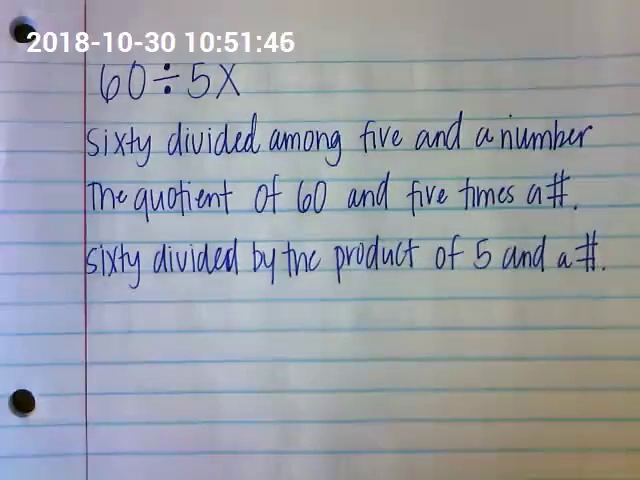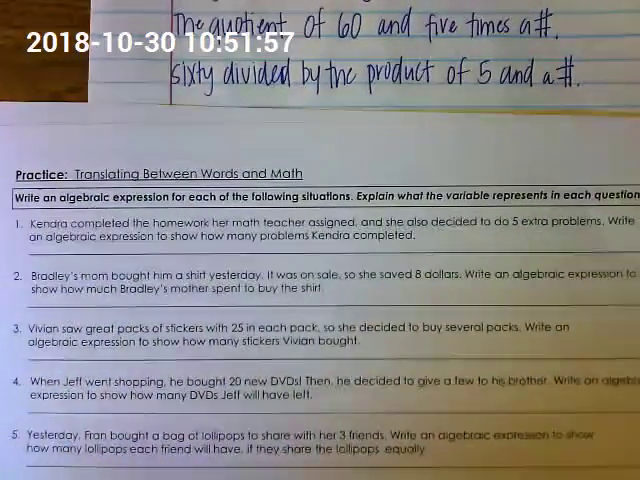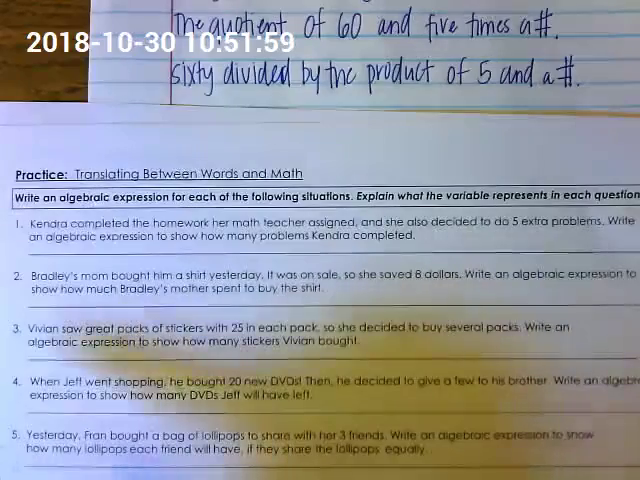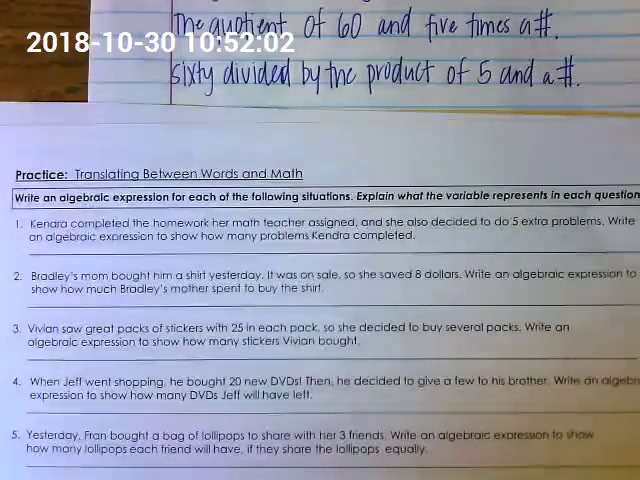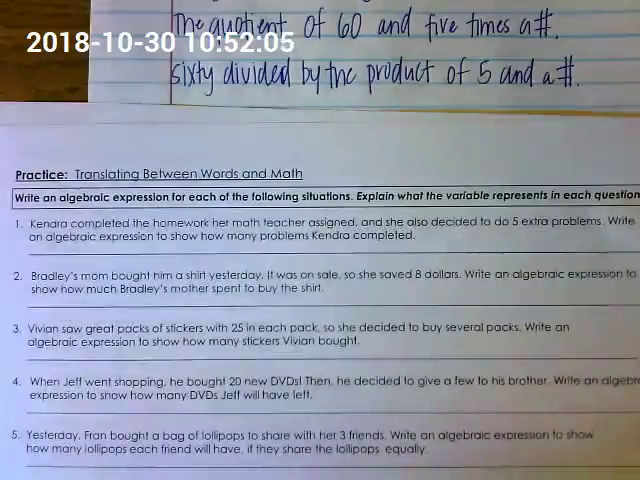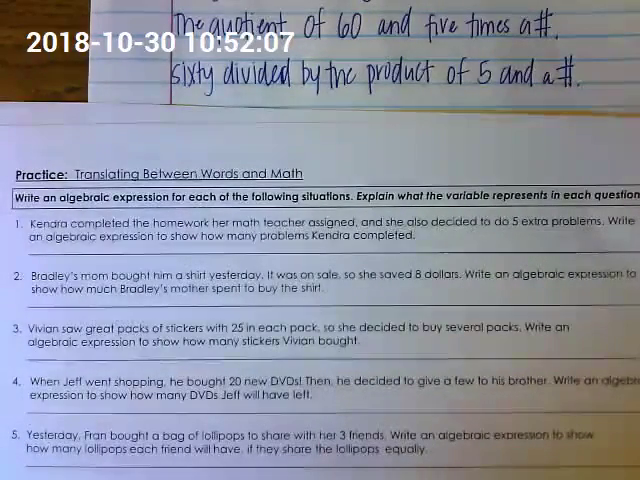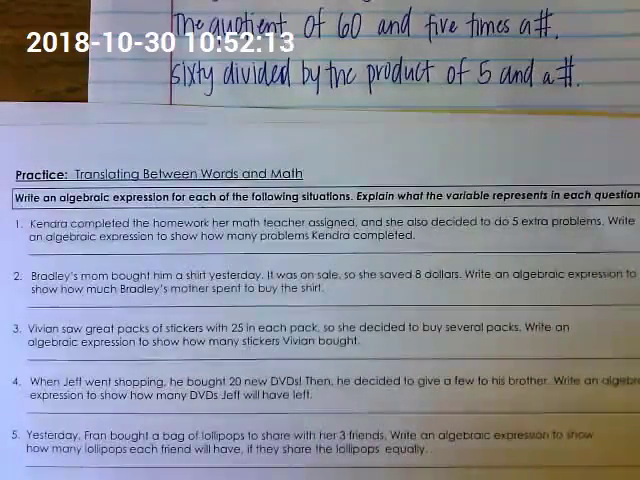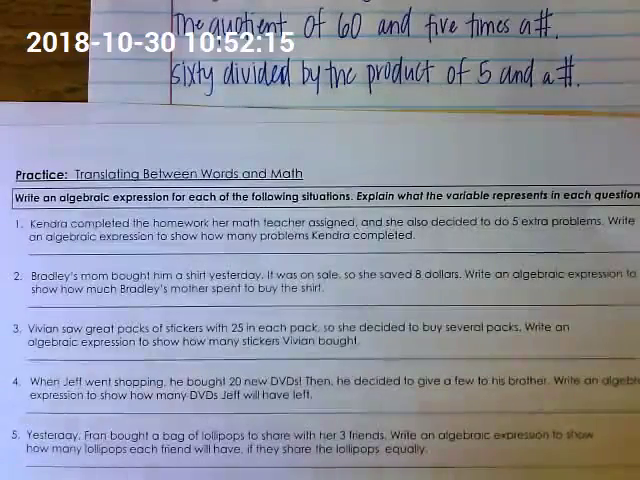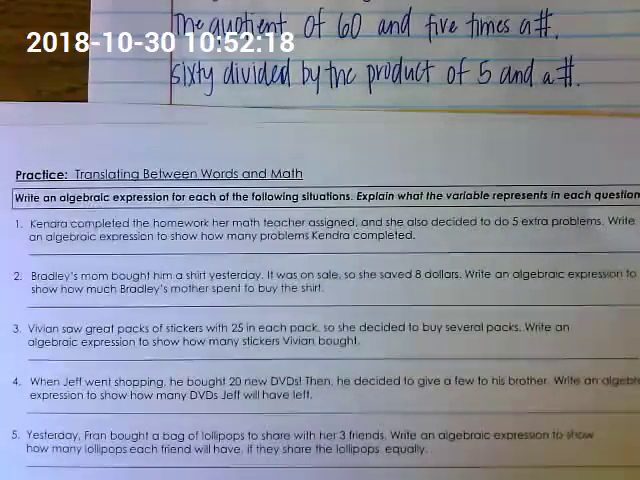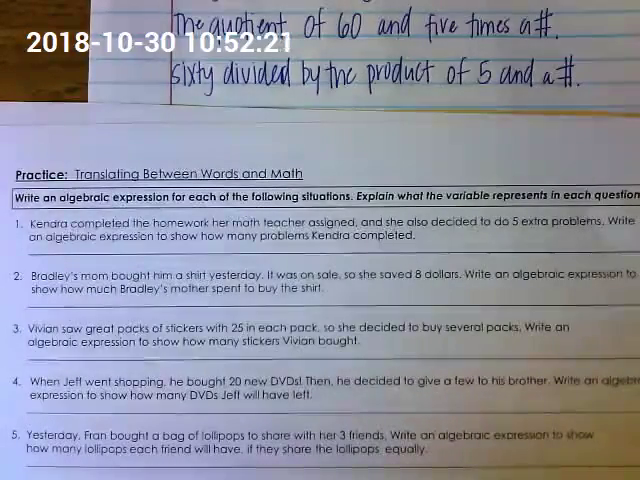All right, I'm going to read this one to you, so you don't have to write it, but I do want you to write the expression. Kendra completed the homework her math teacher assigned, and she also decided to do 5 extra problems. Write an algebraic expression to show how many problems Kendra completed. So now they're not saying a number or something that you need to solve for, but they're giving you some information. Your unknown information will become your variable.